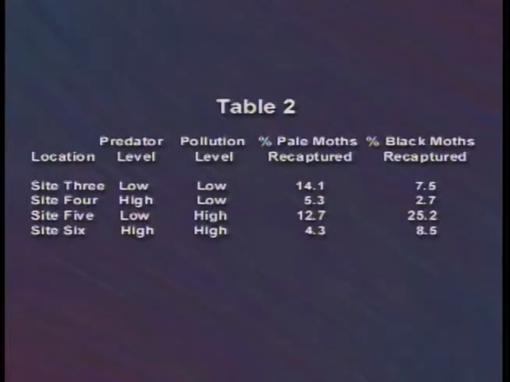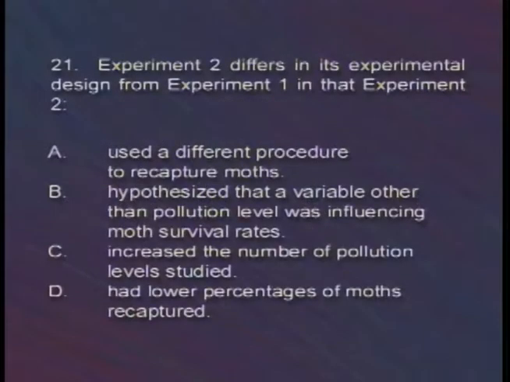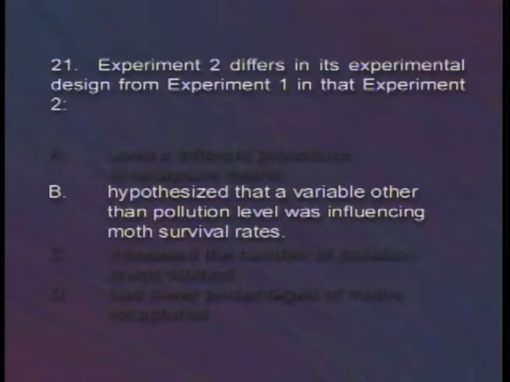Option A doesn't work. The procedures are the same. Option C is incorrect because only 2 levels of pollution are used in both experiments. Option D is incorrect because the percentage of moths recaptured is not part of the experimental design, but a result of the experiments. Answer B is the best choice. Experiment 2 did hypothesize that another variable, predator level, would influence moth survival.